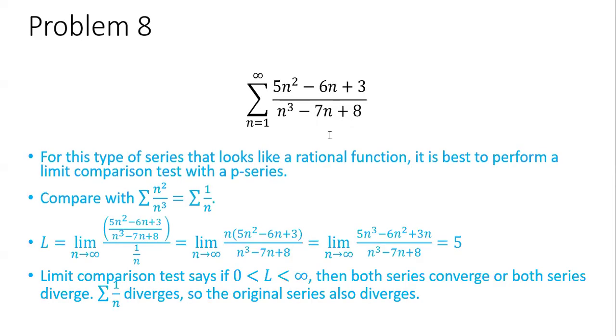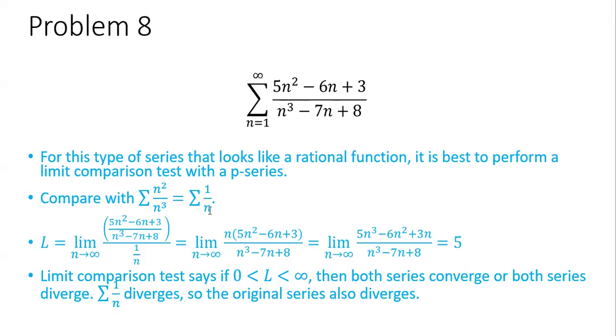Okay? Now what did we compare to? The strategy is, pick the biggest degree on top, pick the biggest degree on the bottom. We don't really care about the coefficients. We could pick 5n squared over n cubed, or we could just pick n squared over n cubed, which simplifies down to 1 over n.